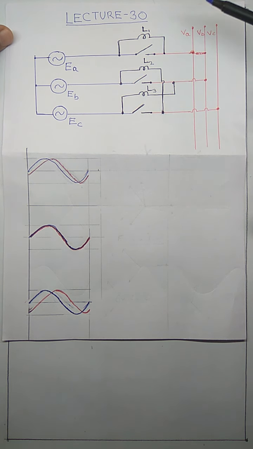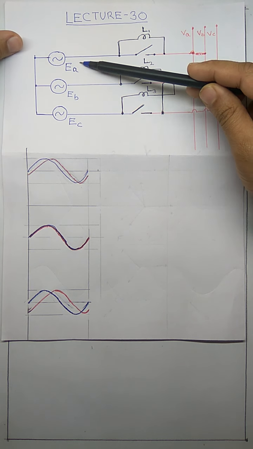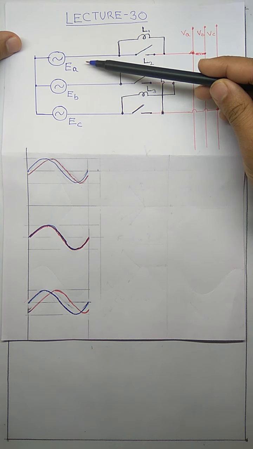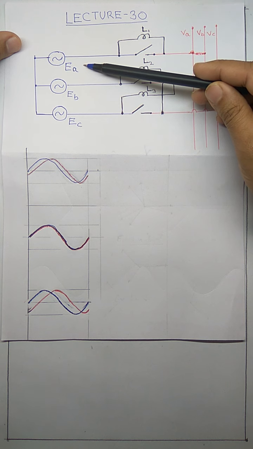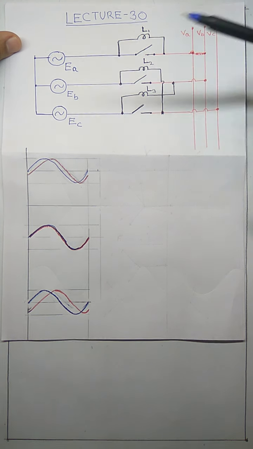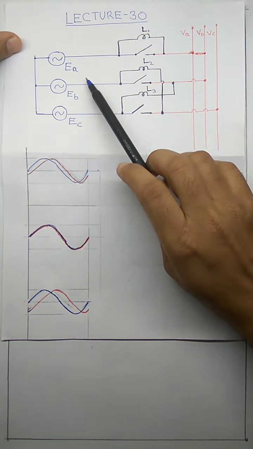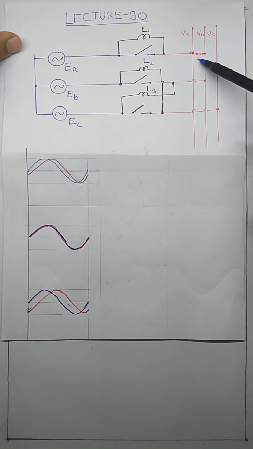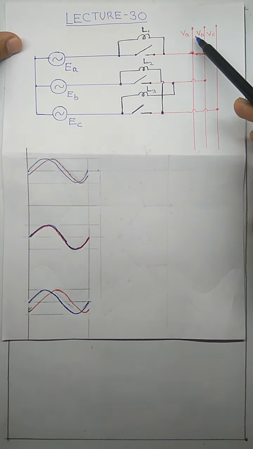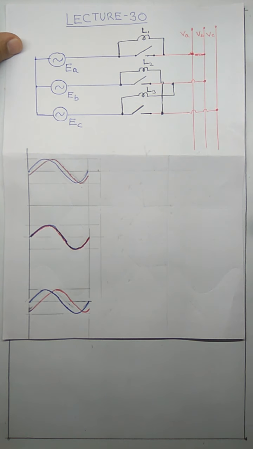Here we have a 3-phase synchronous generator. This is my generator. I have represented the 3-phase voltages of the generator as EA, EB, EC, and the grid voltages as VA, VB, VC. We have measured the terminal voltage of the generator and the grid, and by controlling the field current we have adjusted these two voltages to be the same in magnitude.